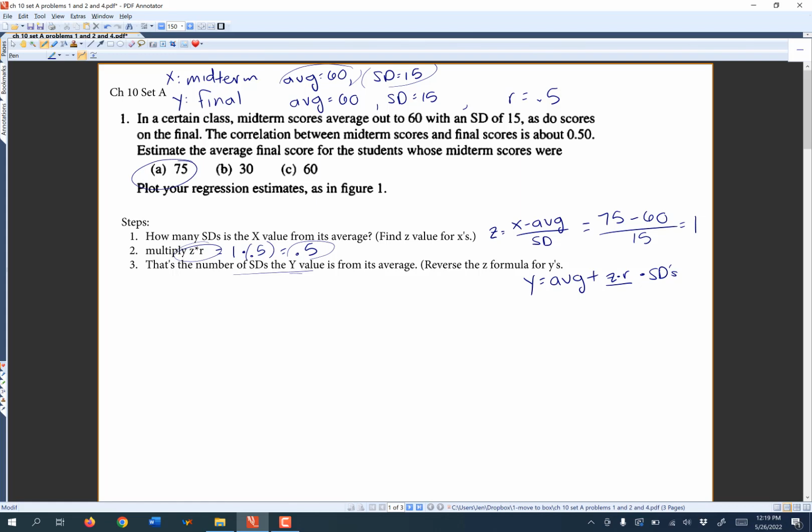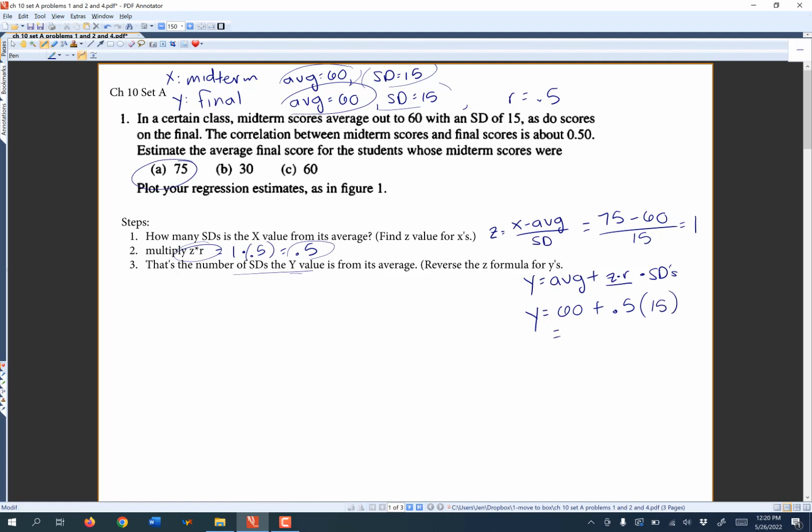The reason we don't just write this out as a formula is you might be confused, like, well, where was that z supposed to come from? Or what averages were you supposed to use? Things like that. And so they were trying to get you to do it by logic instead of teaching you formulas. But we're basically just reversing it. We're saying, well, if it's how many standard deviations you are from the average, you'll just do the average plus that many standard deviations. So in our case, we'll do y equals the average, but you have to use all the y numbers now. So we'll do 60 plus z times r, which was this 0.5, times the standard deviation of y, which is 15.